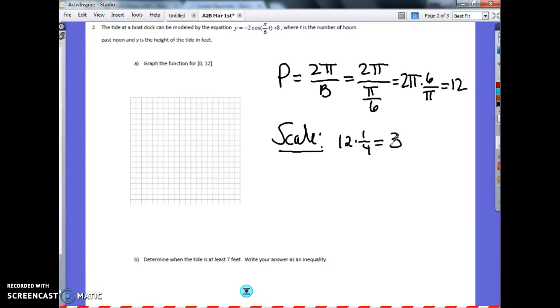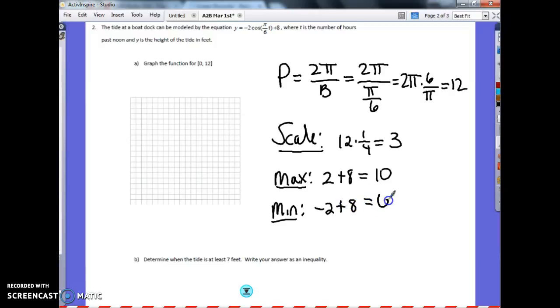Just be careful when you set up your y-axis. Take a look at your max and your min value here. Your y-axis should be going up to 2 for the amplitude plus another 8 for that vertical shift. So it should go up to 10 on the y-axis. And for your minimum, the amplitude said it's going to go down to -2, but after shifting the graph up 8, I should have a minimum value of 6. So your graph should at least have a y-axis with 6 to 10 on it, and you're going by 3s for 1 full cycle.